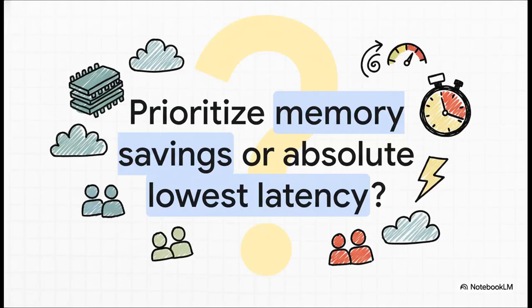So this really boils down to one critical question you have to ask your team. What's the #1 priority for your service? Are you trying to maximize throughput and save on memory, basically cramming more users onto every GPU? Or does your application absolutely require the lowest possible latency on every single call, no exceptions? Your answer completely changes whether TurboQuant is a brilliant move or a bad one.